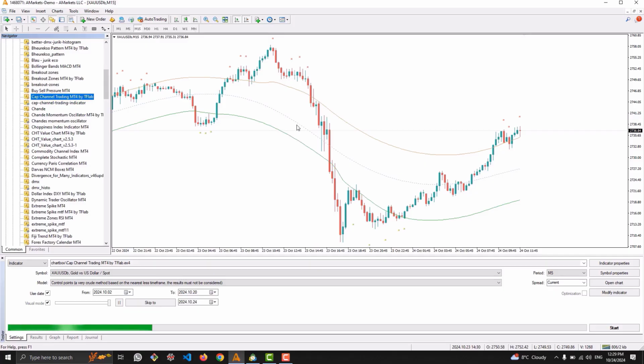The middle line is the TMA, or triangle, moving average, and the upper and lower lines are drawn at a distance from this line. When the price crosses above the upper line and breaks it upwards, this indicator issues sell signals to us.